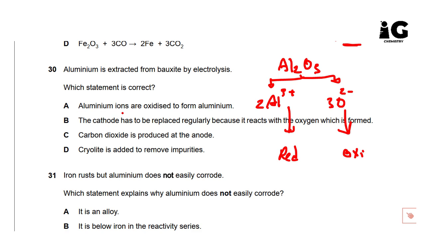Okay, the first one, aluminium ions are oxidized. This is wrong, because we said aluminium will be reduced. The cathode has to be replaced regularly because it reacts with oxygen. We said oxygen is negative, so it goes to the anode, and this is the cathode. This is wrong. C, carbon dioxide is produced at the anode. This is true, because oxygen goes to the anode and reacts with graphite, which is carbon, to form carbon dioxide. So this is the correct answer.